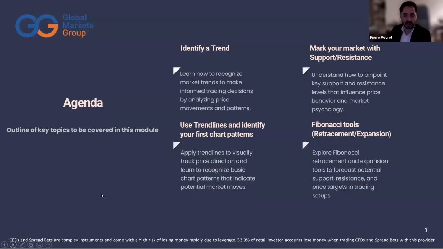All right. So now that we've been through this, today's topic is the first few steps in technical analysis. First off, we're going to start with identifying a trend. You're going to see this is the easiest thing to do. Mark your market or mark your charts, as I like to say, with support and resistance. Understand how to pinpoint key support and resistance levels that influence price behavior and market psychology. Use trend lines and identify your first chart pattern.